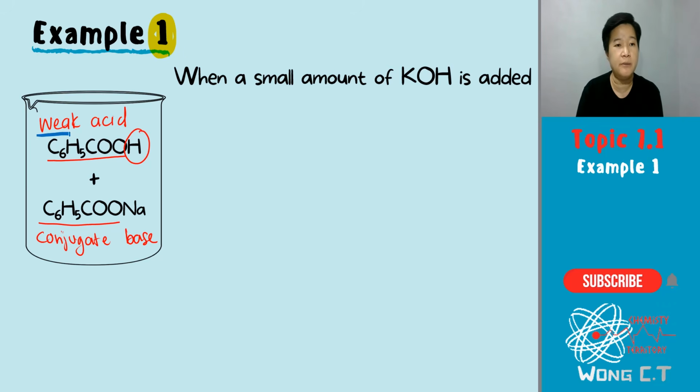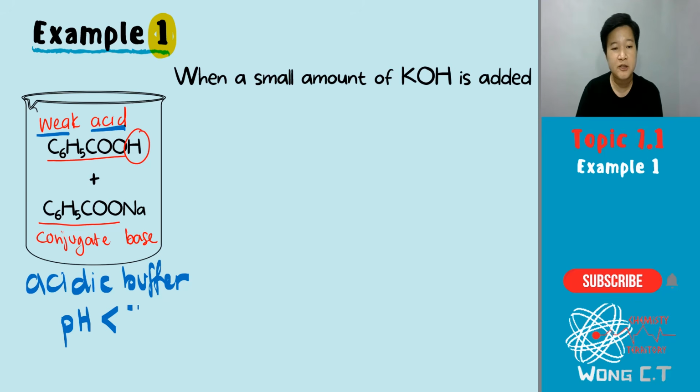Over here, it's made by a weak acid. Obviously, it's an acidic buffer. So make sure you can identify that. And since it's an acidic buffer, you should know the pH value of this buffer solution must be less than 7. Okay? And the question is asking, when a small amount of KOH is added, what would happen?